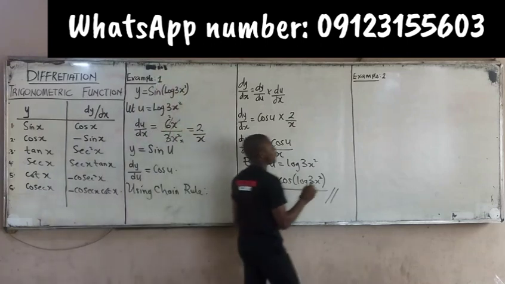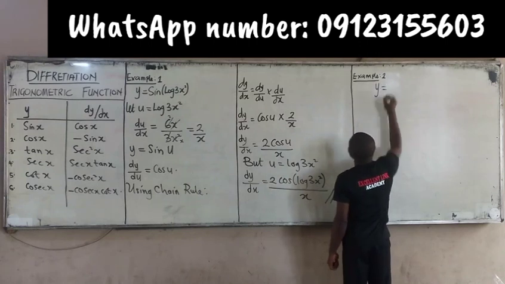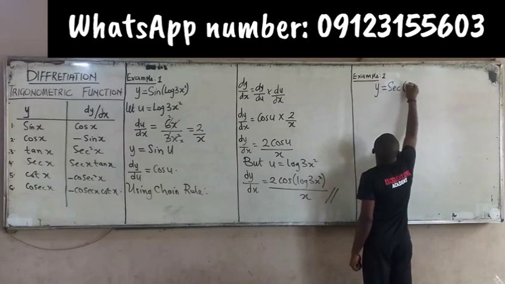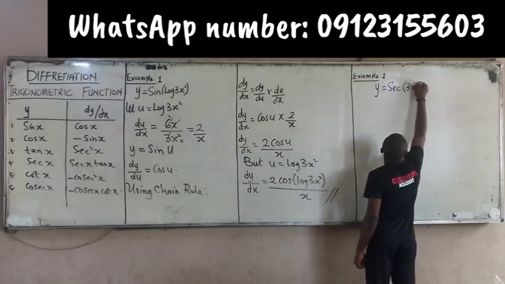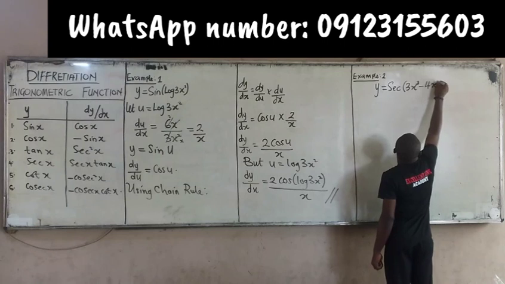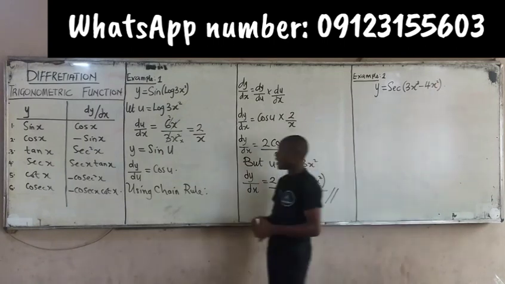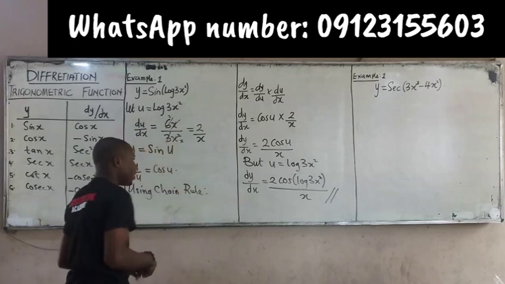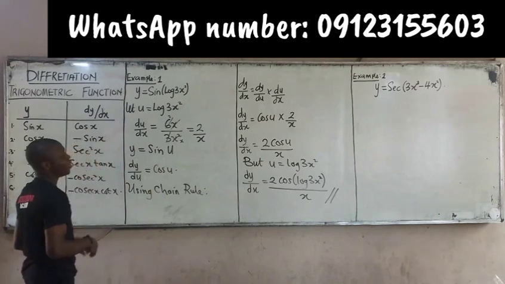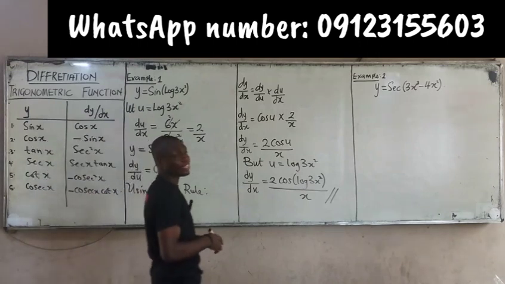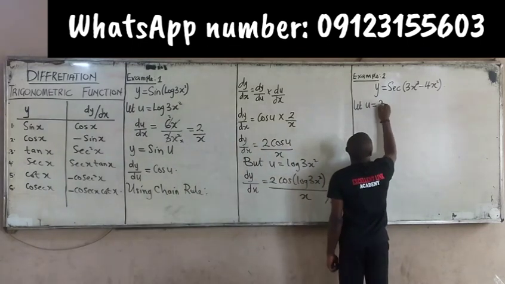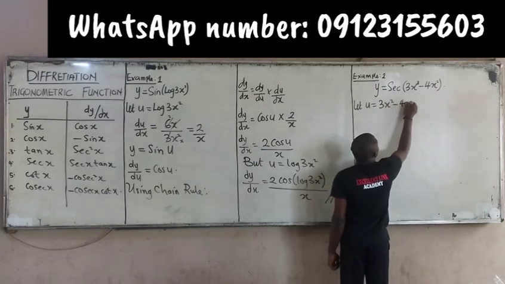So if I have that y is equal to sec of 3x squared minus 4x squared. I'm told to differentiate this. So how do you solve this? How do you differentiate this? First, our first task is to call the term in brackets u. So let u be equal to 3x squared minus 4x squared.